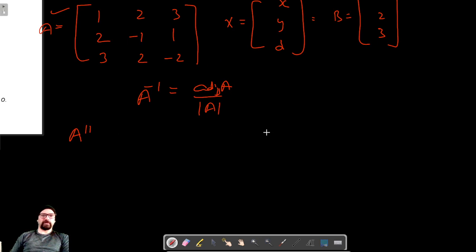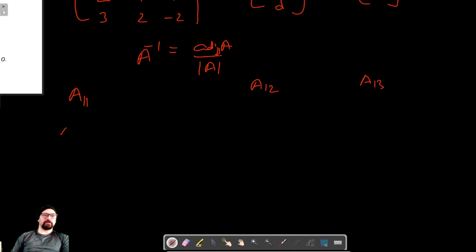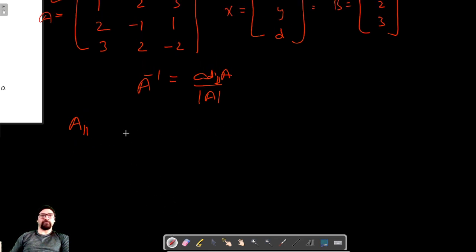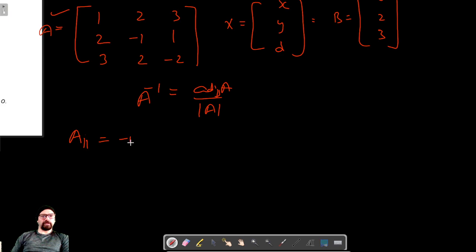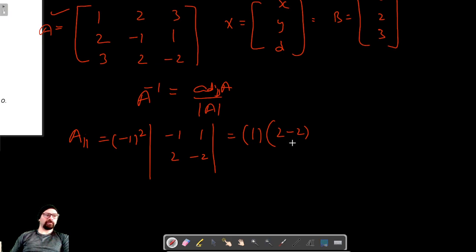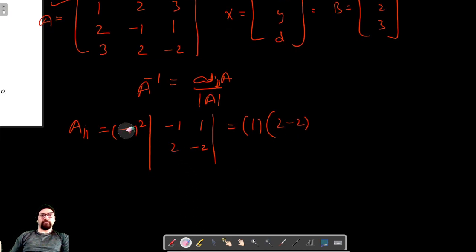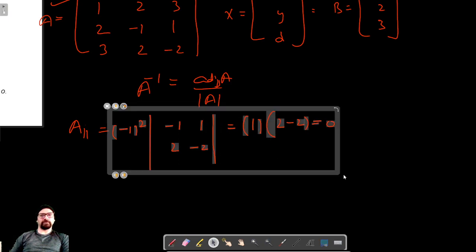For that, we are going to find the cofactor matrix: A11, A12, A13, A21, A22. I'm going to find them one by one. So A11 is equal to minus 1 squared and the determinant of minus 1, 1, 2, minus 2, which gives me 1 times minus 2, which is 3. So A11 is equal to 0. I'm just going to write the value here.